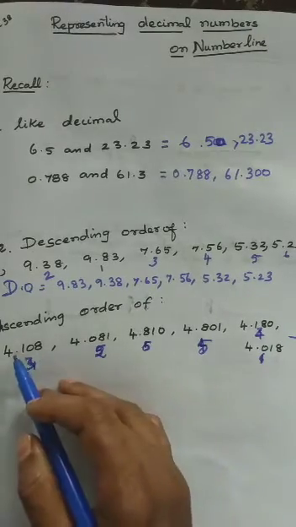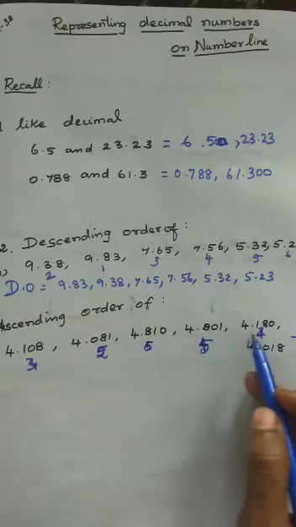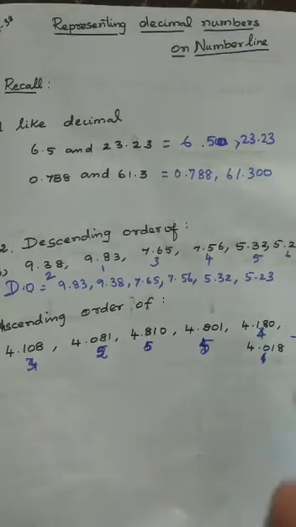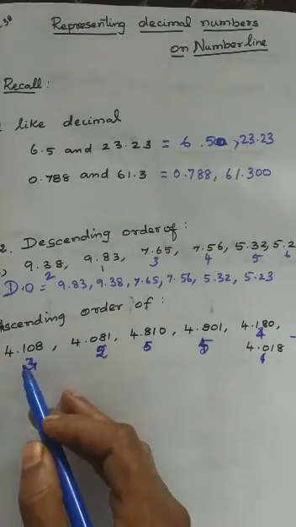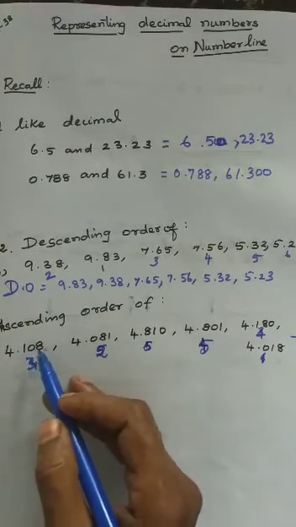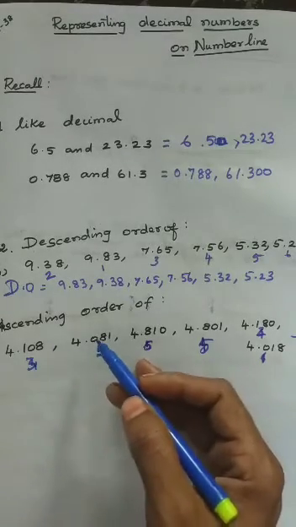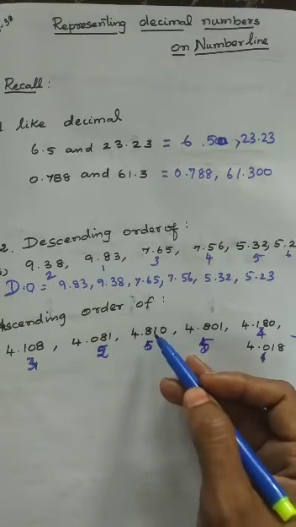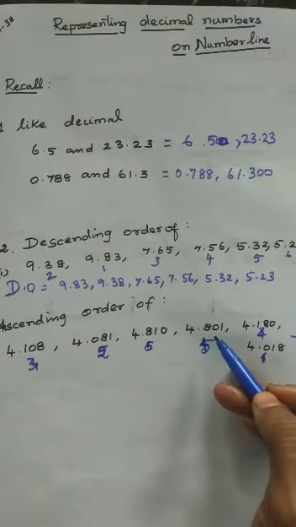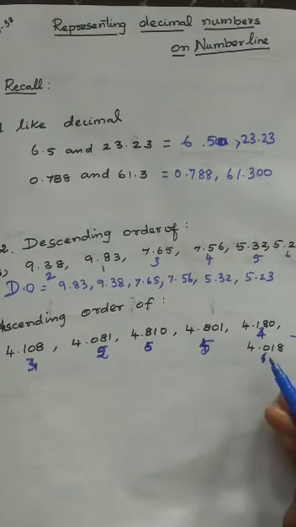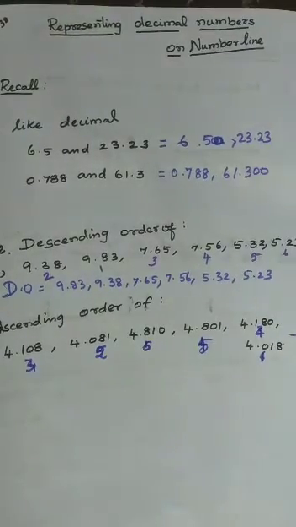Here the whole numbers are the same, all 4. But you have to check the three digits after the decimal. You have to see here 108, here 081, here 810, here 801, here 180, here 018.